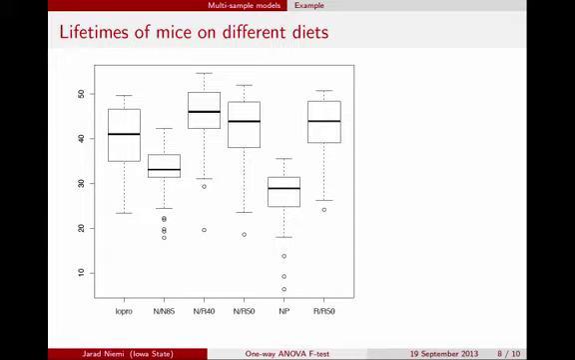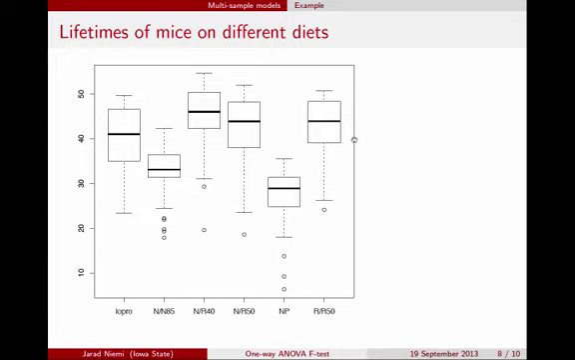Alright, so here's an example. Here's 6 different groups. The groups are defined by their diets. So we have 6 different diets, and then we record the lifetime of a number of mice on each of these different diets. And so one of the questions we have then might be, are the means of all these 6 groups the same?